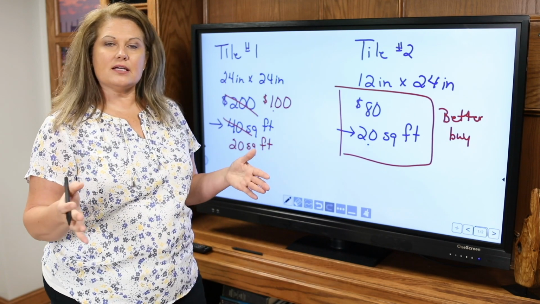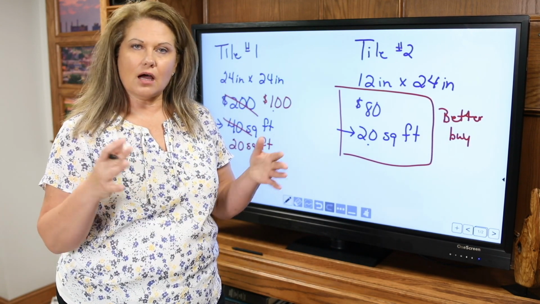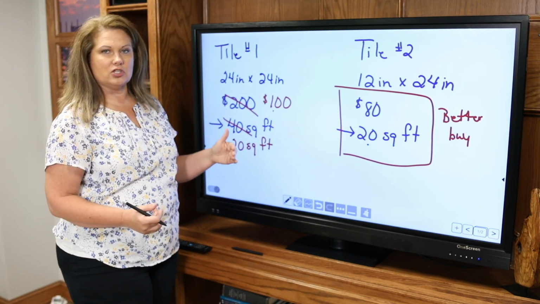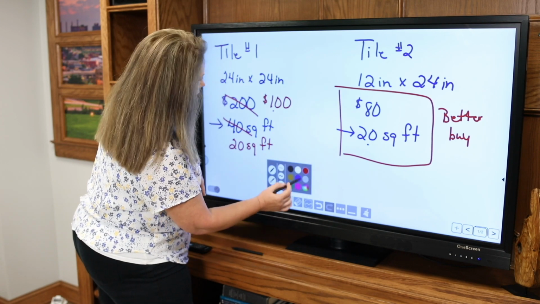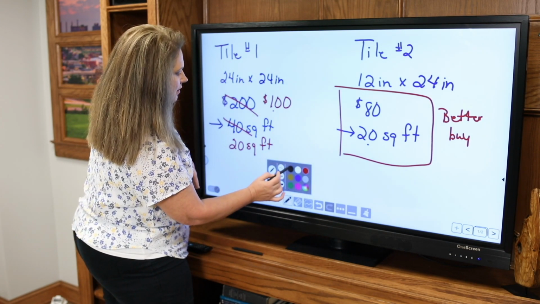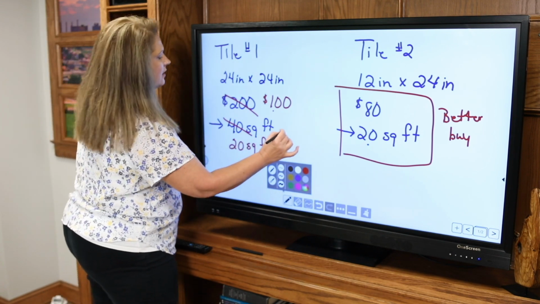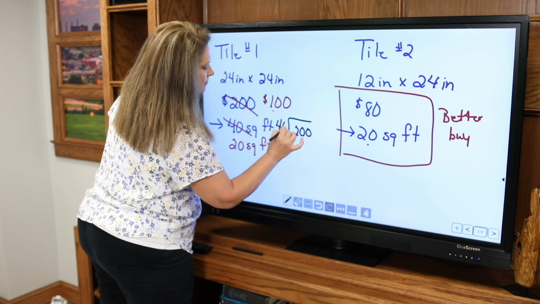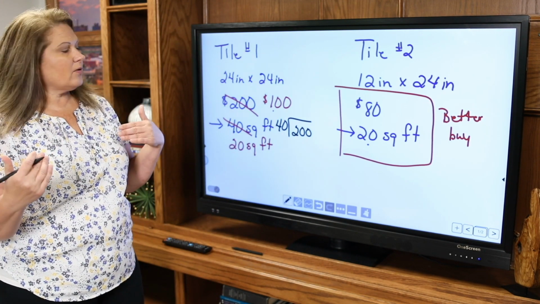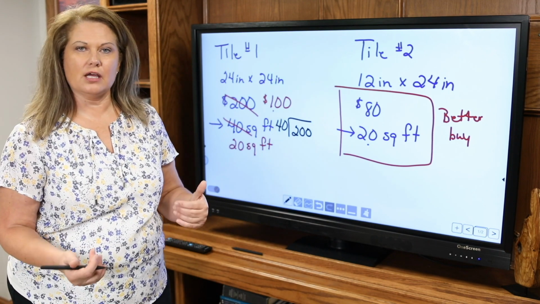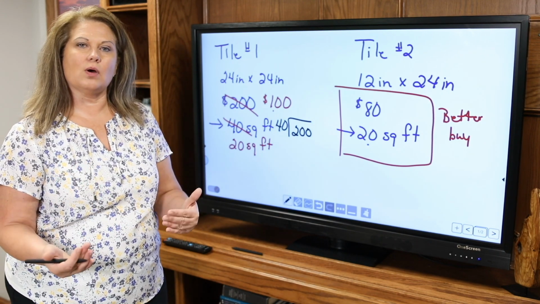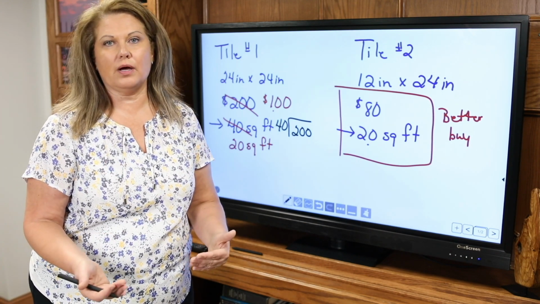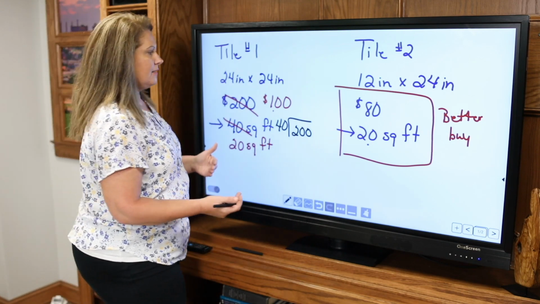But what if somebody says, prove it to me using unit rate? I can do that too. I can do that by taking it all the way down to each square foot. So I can come over here, and I'm just going to do 200 divided by 40. Now, if I think a minute, how many times will 40 go into 200? Well, I know 20 will go into 100 5 times. So that means 40 is going to go into 200 10 times.